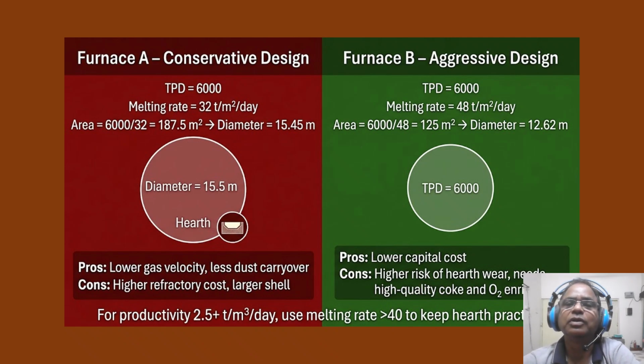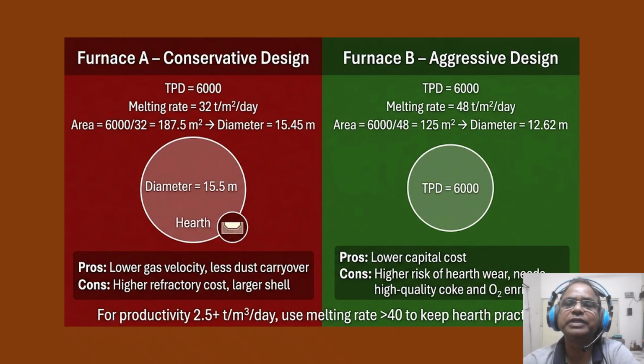about the information. So this slide compares the two design philosophies. Furnace A is a conservative design, TPD 6000, melting rate 32, area 187, and diameter 15.5. So pros: lower gas velocity, less dust carryover. Cons: higher refractory cost, larger shell.